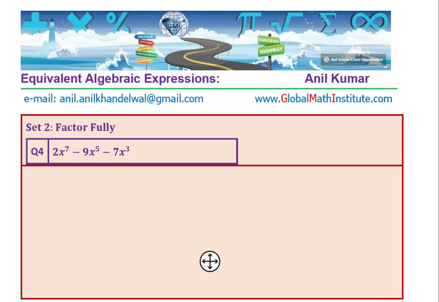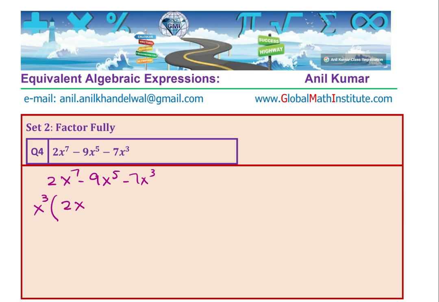So let's go through the next question, which is 2x to the power of 7 minus 9x to the power of 5 minus 7x cubed. The degree is much higher. However, it's not that difficult a question. You see, x cubed is already common, so we could factor that out. So we have done one level of factoring.